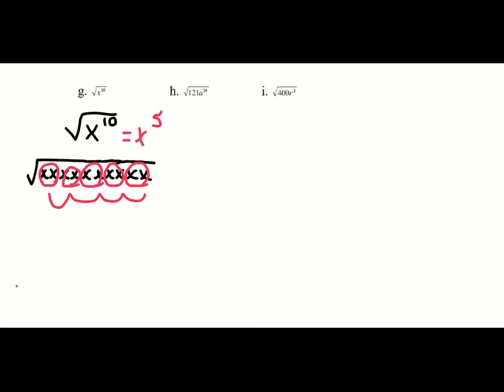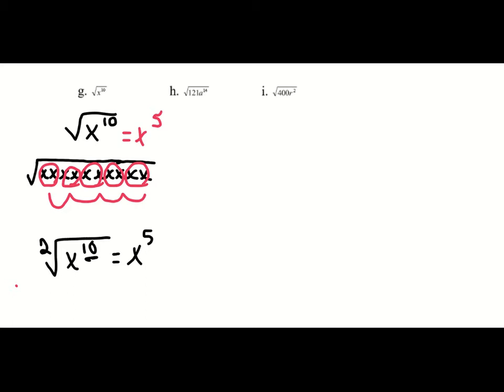Another way to look at that is, and remember our radical, if we don't see an index, the index is 2. But really what you do with variables is you take the index, whatever it is, and divide it into the exponent for your power. I know that 2 goes into 10 5 times and it goes in evenly, so I'm going to get x to the 5th power. We'll see sometimes later on when we're simplifying radicals where it doesn't go in evenly, and I'll show you what to do there. So our answer here is x to the 5th power. For H, we have the square root of 121, a to the 14th.